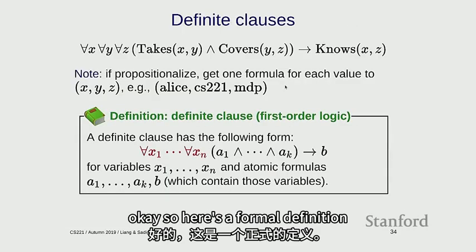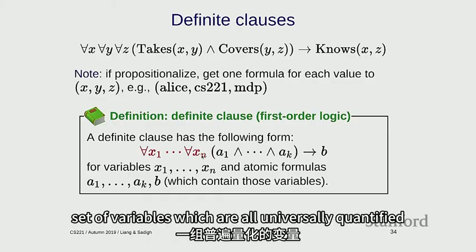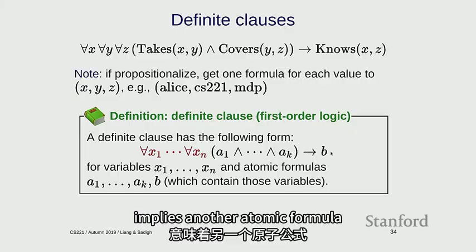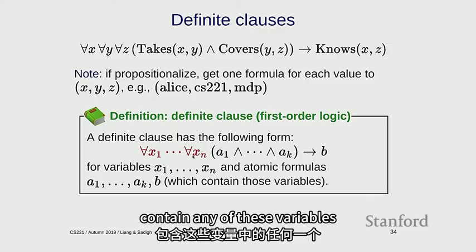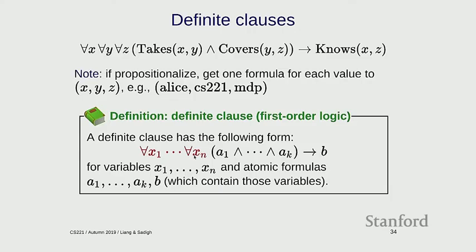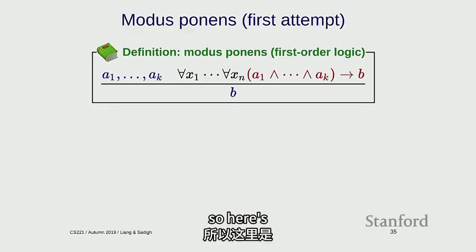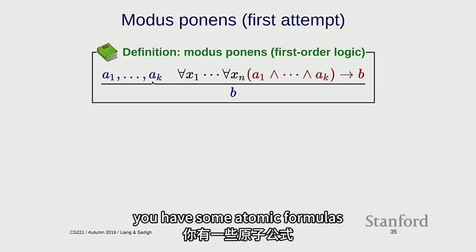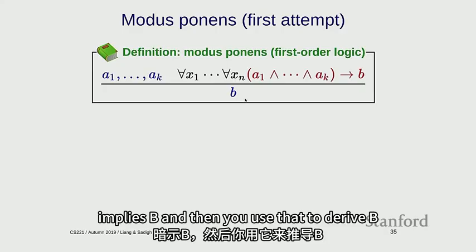Okay, so here's a formal definition. A definite clause has the following form. You start by having a set of variables which are all universally quantified, and then you have atomic formulas which are all conjoined. It implies another atomic formula, and these atomic formulas can contain any of these variables. Okay, so now let's do modus ponens. Here's a straightforward generalization of modus ponens. You have some atomic formulas A1 through AK that you pick up, and then you have A1 through AK implies B, and then you use that to derive B.